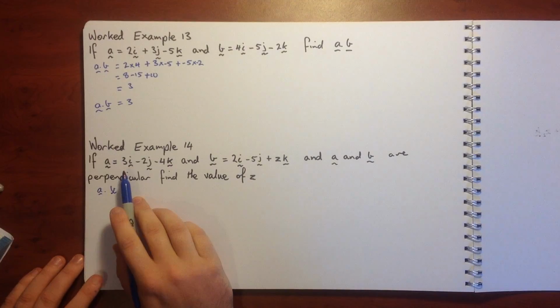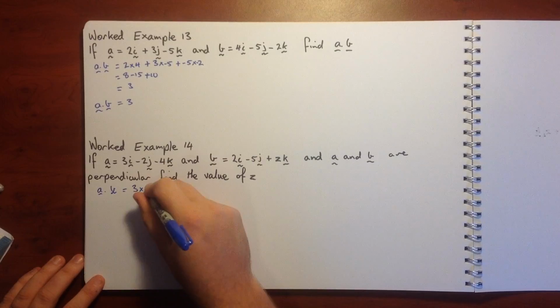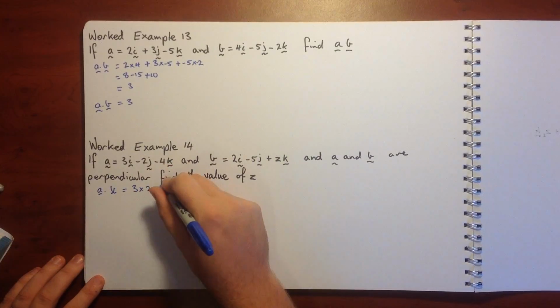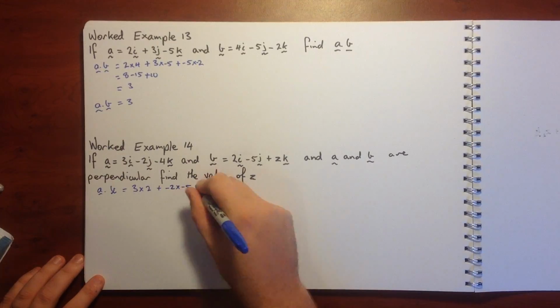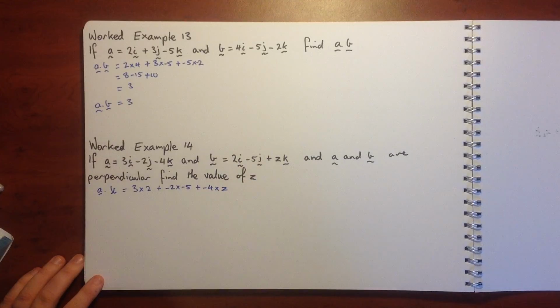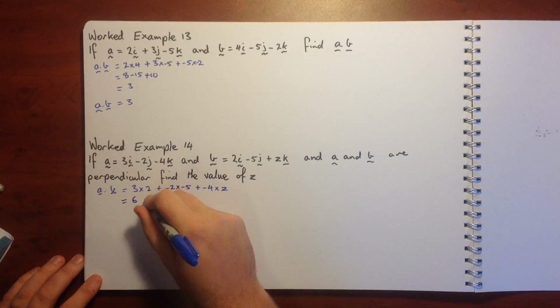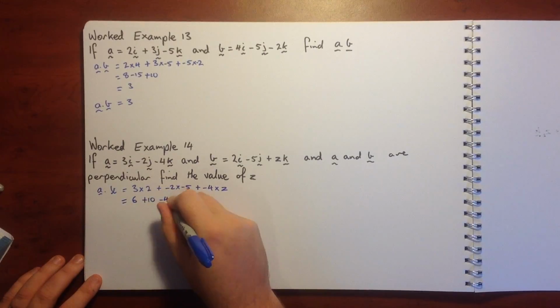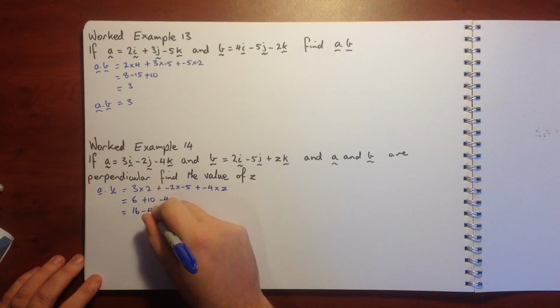Sorry, just give me a second. I'm looking at the wrong one. So we've got 3 times 2, plus minus 2 times minus 5 plus minus 4 times z. Okay, so when we do that, we've got 6 plus 10 take 4z. So we've got 16 take 4z.